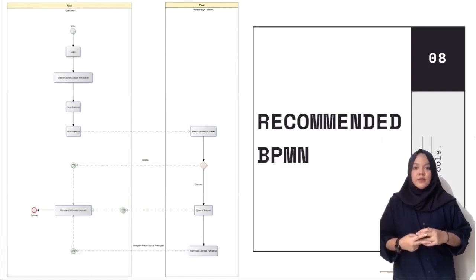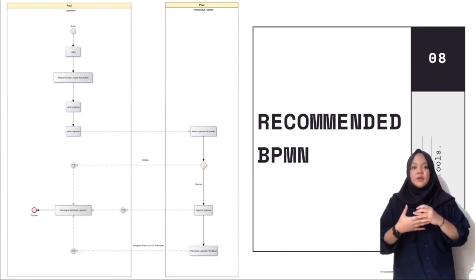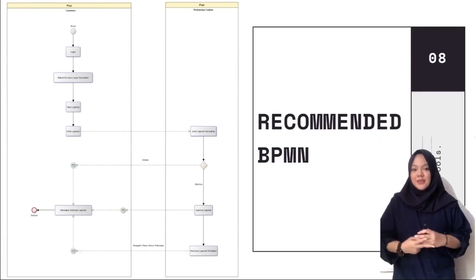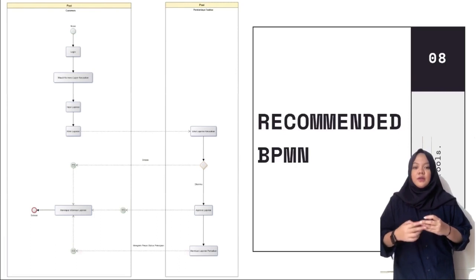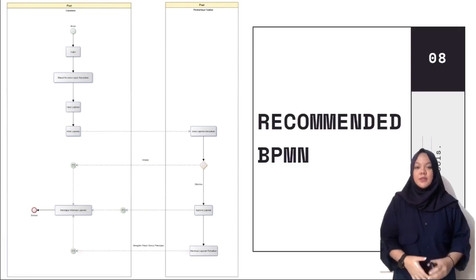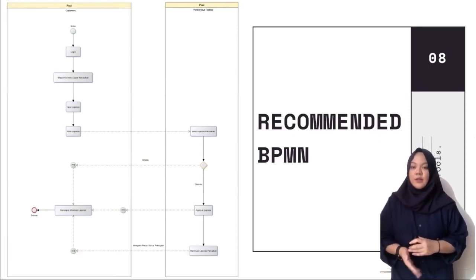For rejected, a message will be sent to the customers, and then the customer receives the information about the report, and then the process is done. And the second possibility is accepted. After the report is accepted, the empowering party accepts or does approval for the report, and then the message will be sent to the customer, and then the customer receives the information about the report, and then the process is done.